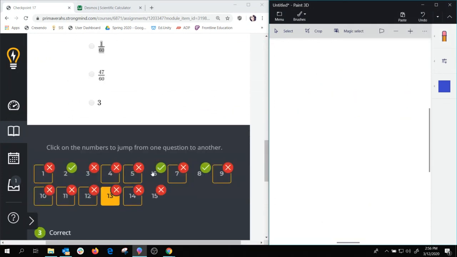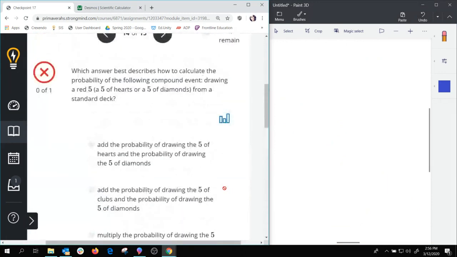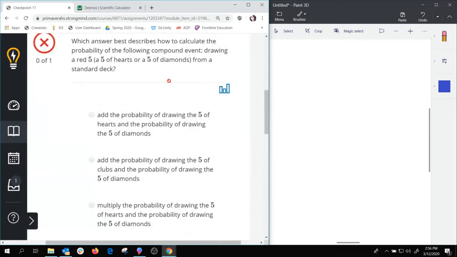All right, almost done. 2 more. Oh, there's so many options for this one. It says, which answer best describes how to calculate the probability of the following compound event: drawing a red 5, a 5 of hearts, or a 5 of diamonds from a standard deck? Okay, so in the parentheses here, this is our compound event, right? I'm drawing either a 5 of diamonds or a 5 of hearts. So am I looking at an and or an or probability problem here? Which one is it? And or or?